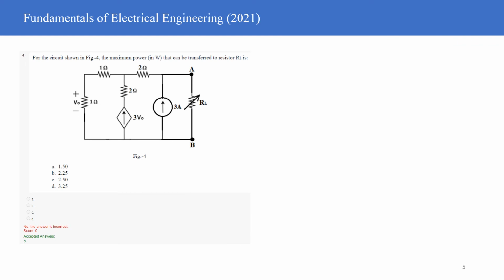The next question is based on the same concept of determination of power. For RL, you have to figure out the maximum power that can be transferred to RL. So RL must be equal to R Thevenin. How to figure it out? You need to figure out the V Thevenin and the R Thevenin, and then after that you can figure things out. Just like in the previous case, we'll proceed. Here you have got a dependent current source.